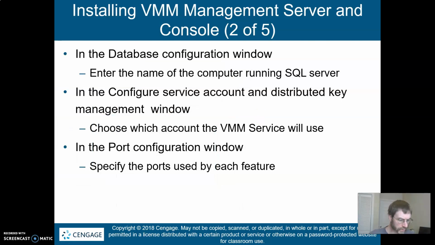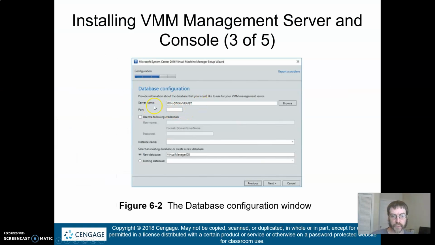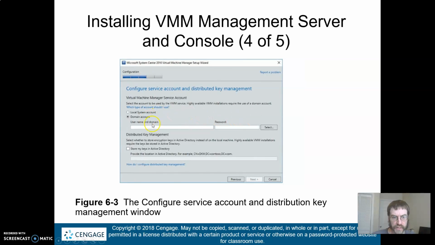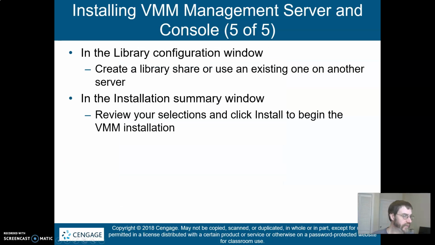And it will look something like this. You'll provide your server name, just click Browse and go to it. You can leave the database alone, because it's going to create a database for itself called Virtual Manager DB. You click here, you give it your service account, and you can leave distributed key management alone. In the library configuration window, you can either create a library or use an existing one. The installation summary window will show you your selections. You click install, and then you wait.